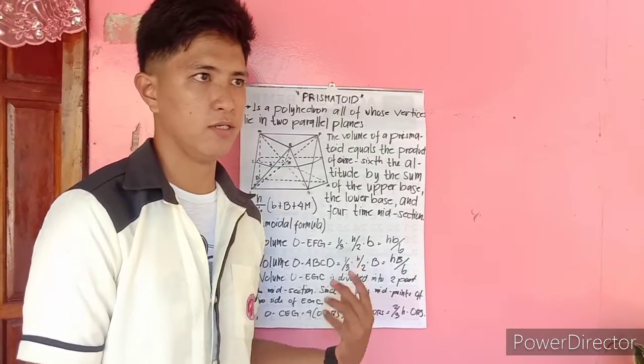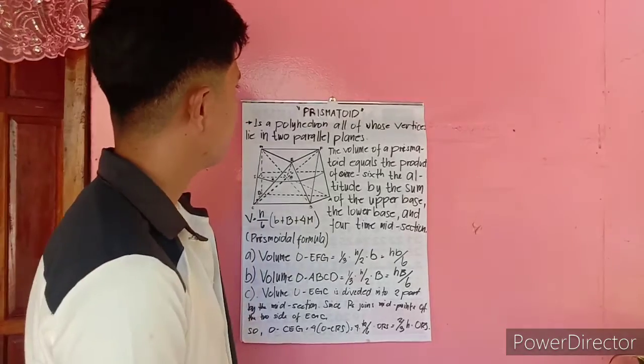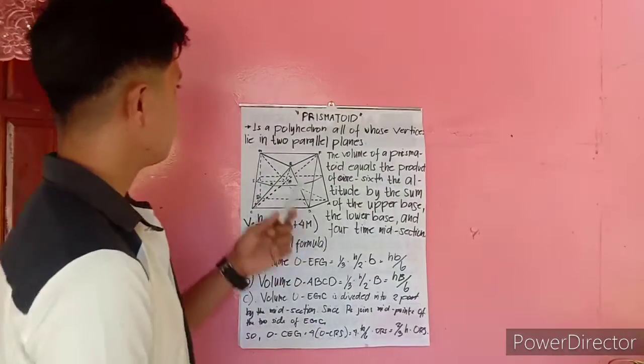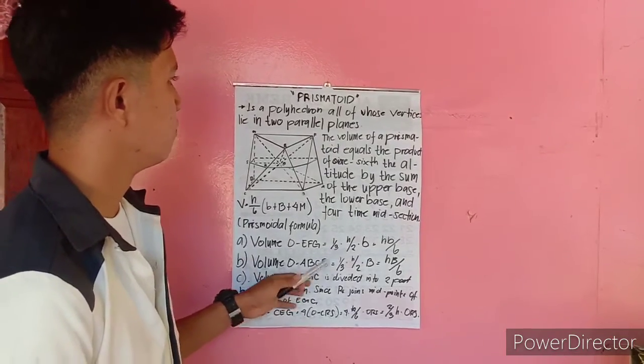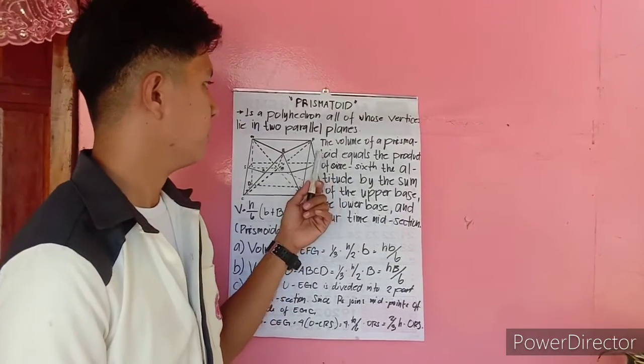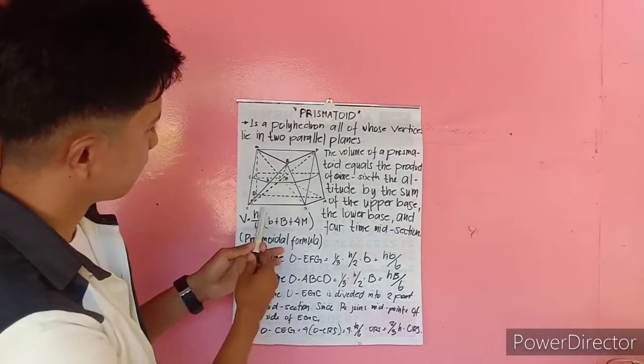This is 4A. Our subject for today is solid mensuration. This is my topic, prismatoid. A prismatoid is a polyhedron, all of whose vertices lie in parallel planes. So this is the figure.